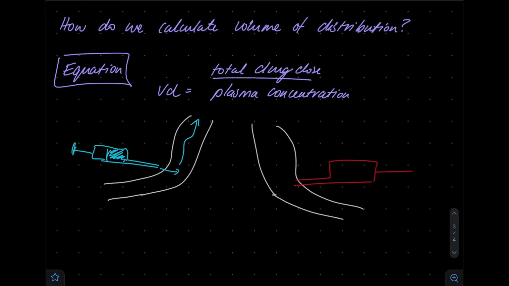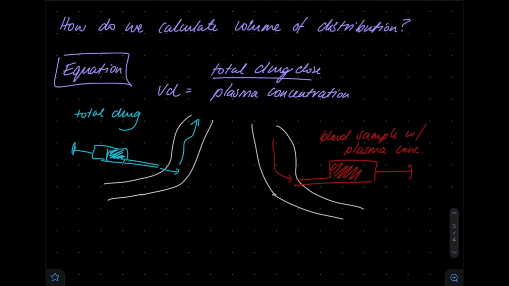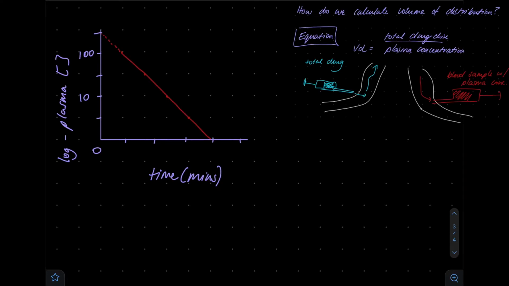As soon as possible after administering the blue drug, we take a blood sample in red. We take this sample and measure the plasma concentration of the blue drug, which would represent how much drug remains in the plasma after it is distributed throughout the body. Now it's not possible to measure the plasma concentration at time zero, so we have to use some maths to make an estimate.